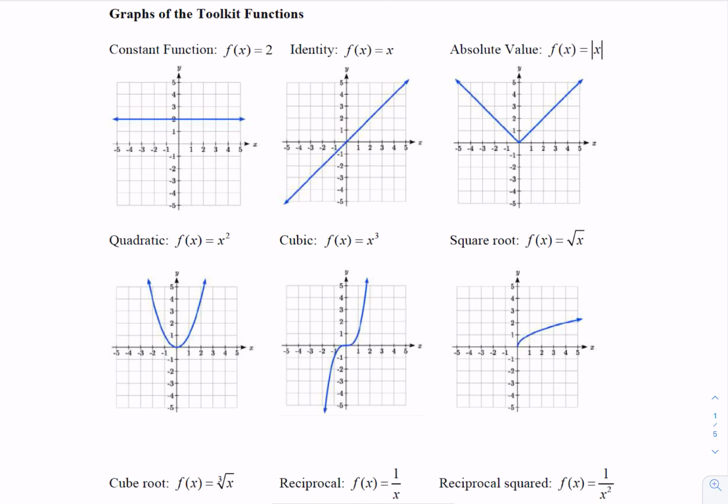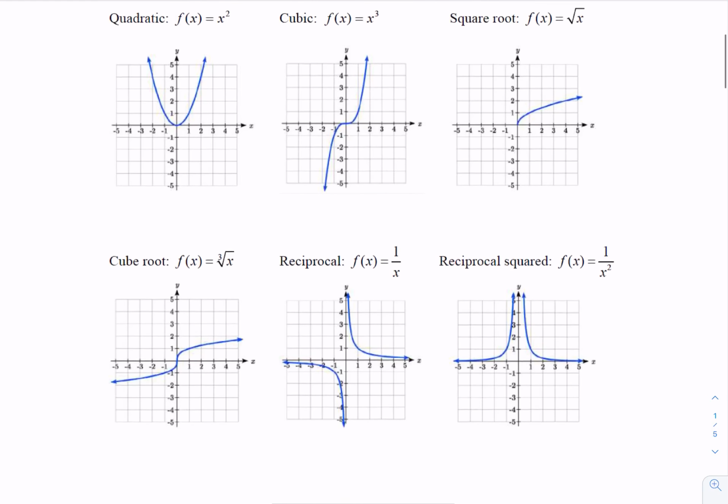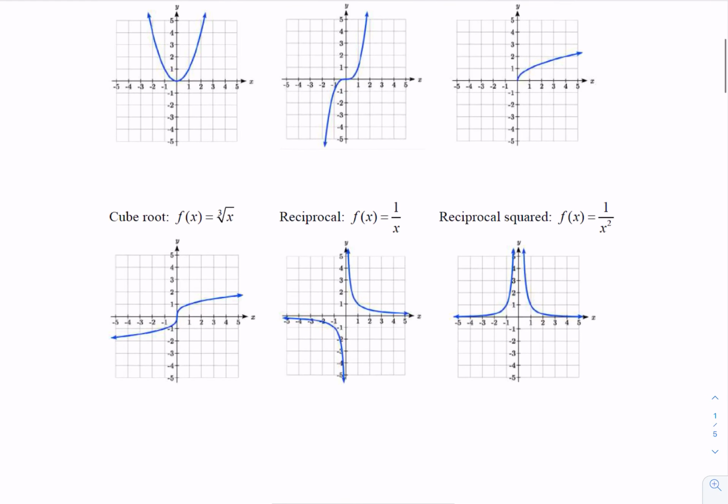There is the constant function, a linear function, which is f of x equals x, the absolute value function, f of x equals absolute value of x, the quadratic function, f of x equals x squared, the cubic function, f of x equals x cubed, the square root function, f of x equals square root of x, the cube root function, f of x equals cube root of x, the reciprocal function, f of x equals 1 over x, and the reciprocal squared, 1 over x squared.